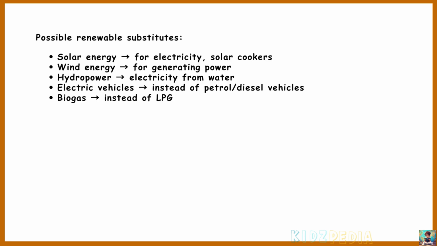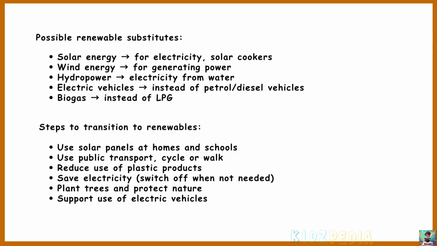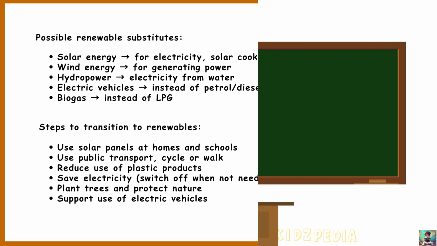And then you need to find renewable substitutes. For each non-renewable resource, think what is a natural renewable alternative. For example, petroleum can be replaced by electric vehicle or solar energy. Then finally, you need to suggest steps to transition. That is, think what actions we can take to shift from non-renewable to renewable resources, like saving energy, using solar power, reducing fuel use. So, you need to observe your usage, find better alternatives, and suggest solutions for the future.